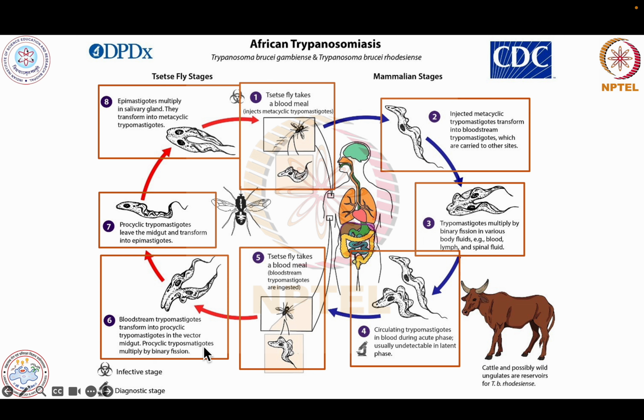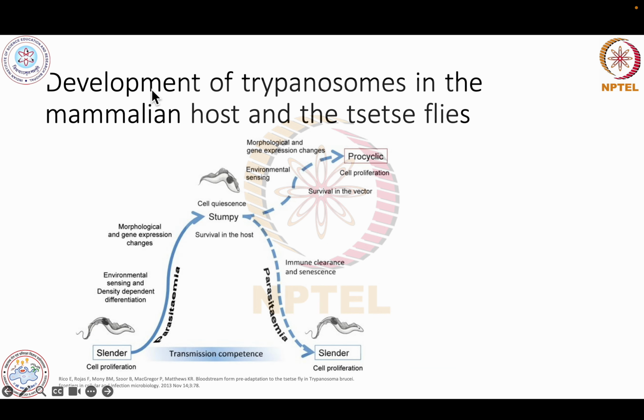Procyclic trypomastigotes multiply by binary fission. Procyclic trypomastigotes leave the midgut and transform into epimastigotes. Epimastigotes multiply in the salivary gland. They transform into metacyclic trypomastigotes. Development of trypanosomes in the mammalian host and the tsetse flies.